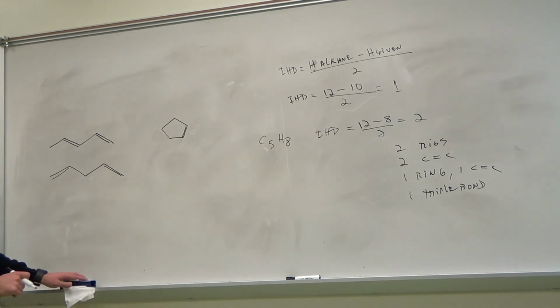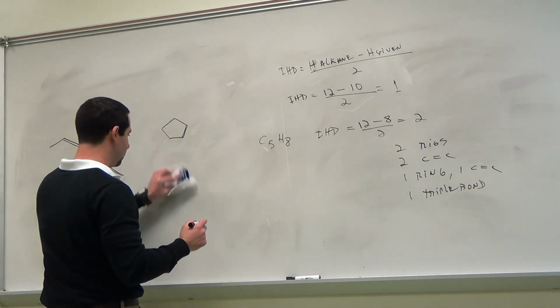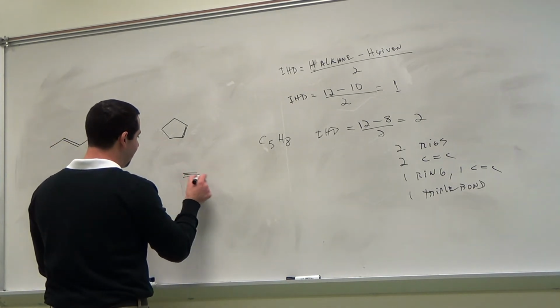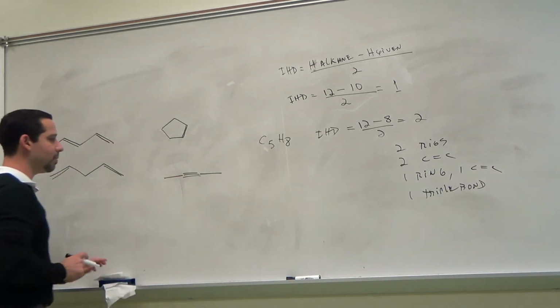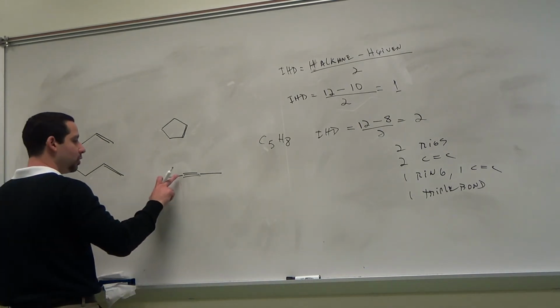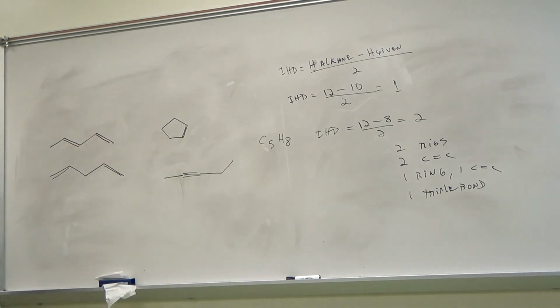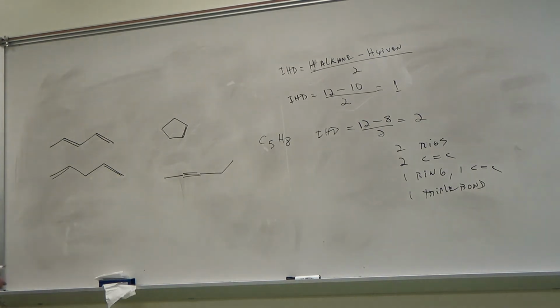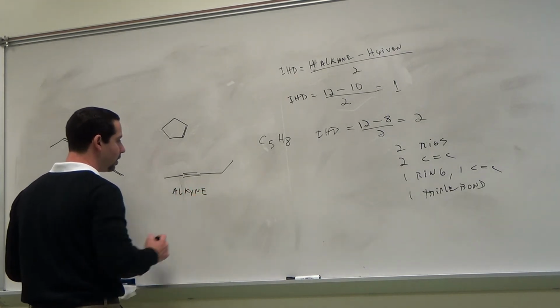What else can we have? We can have a triple bond. If we have a triple bond, it's going to look like this. A triple bond is linear, yes? Right, with sp. How many carbons are there so far? 1, 2, 3, 4, 5. That's 5. Yes? This is not an alkene, this is an alkyne.